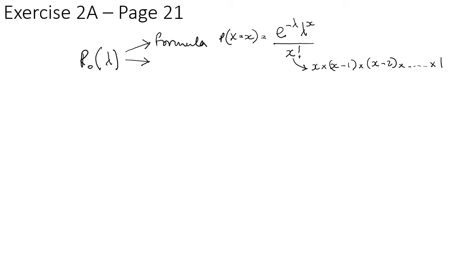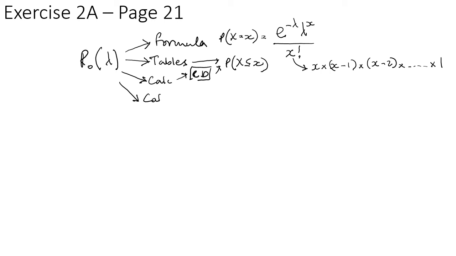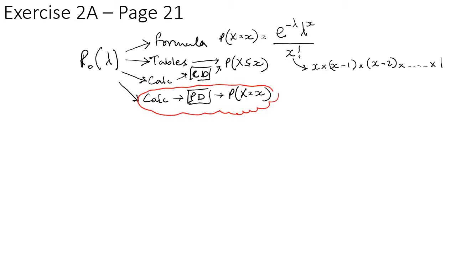So we've got formula, we've got tables. Now remember the tables, just like your calculator, when you use your calculator in CD mode, both of those are going to give the probabilities up to a value of x, and if you've got your calculator in this PD, Poisson PD mode, that will give you the probability of a single value, which is basically what we get by using the formula up here. So we have choices.